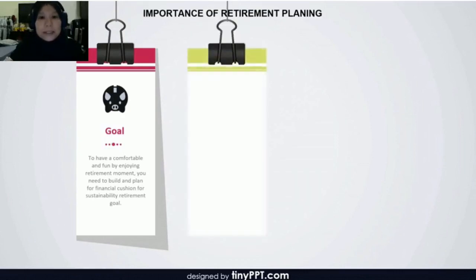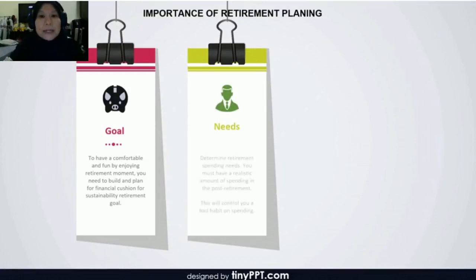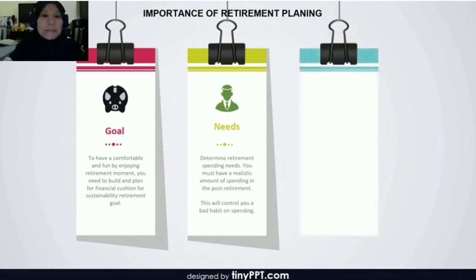The second point is to determine the retirement spending need. You must have a realistic amount of spending in the post-retirement. This will control your bad habit on spending. Most people thought post-retirement spending will drop to 70 to 80% of what they were spending previously.